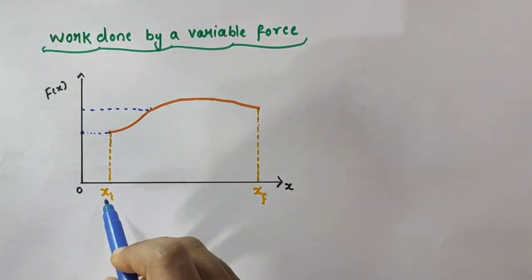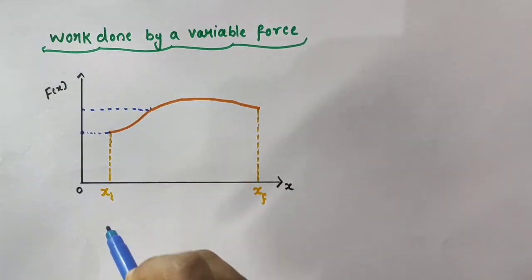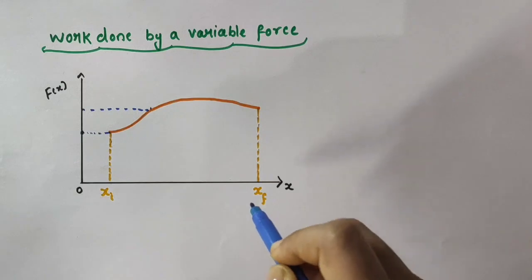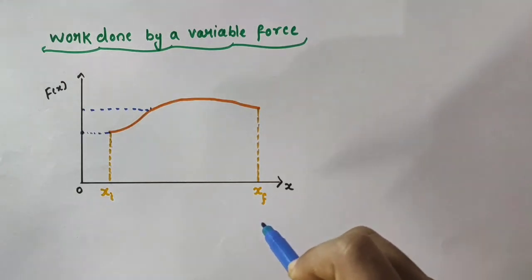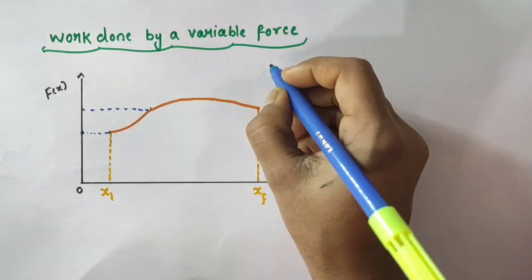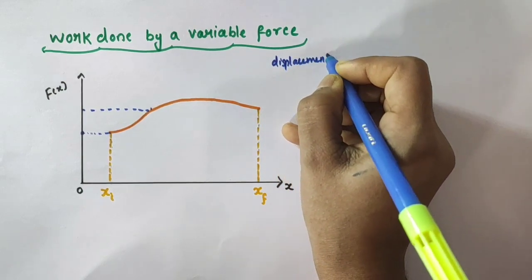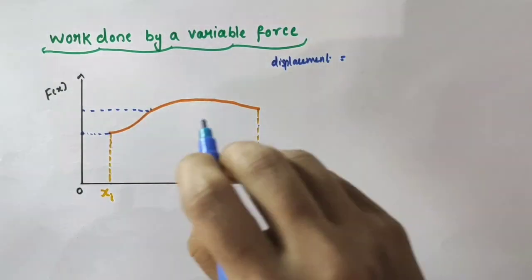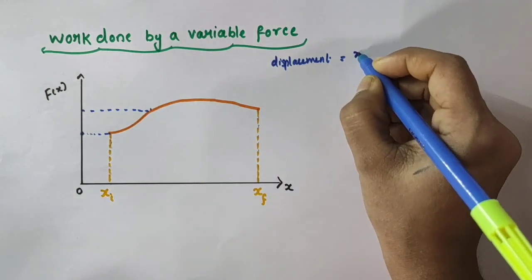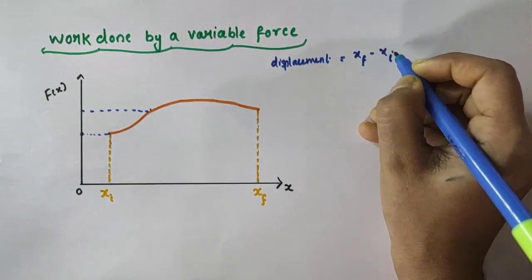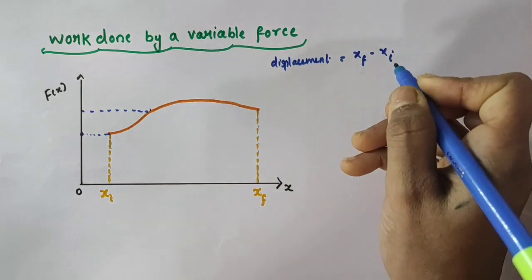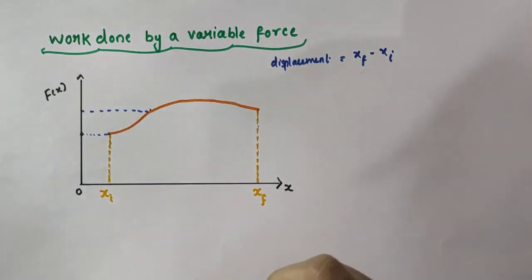Now let xi be the initial position of the object and xf be the final position of the object. Then what about the total displacement? The displacement of the object throughout, when we consider the whole motion of the body, will be equal to the final position minus the initial position, that is xf minus xi.